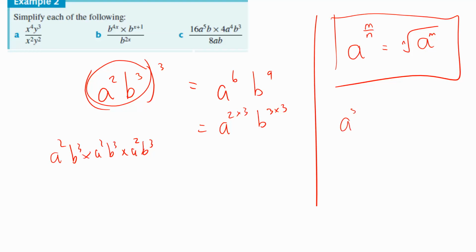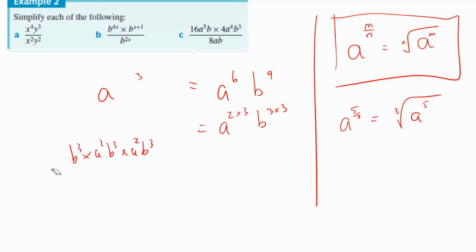A to the power of 5 on 3 is the same thing as writing third root of a to the power of 5. Okay? Now, if you're wondering where this rule comes from, where the rule comes from actually goes back to what squares are.